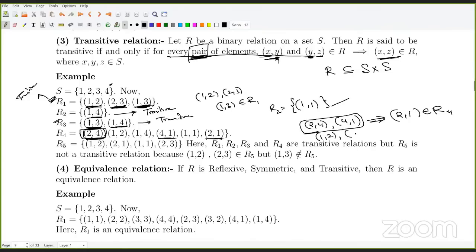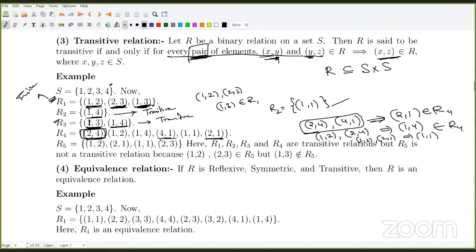So 1 comma 2, and I have to pick another pair, another element which starts with 2. There are two elements which start with 2: one is 2 comma 4 and another one is 2 comma 1. So we need to check for both the pairs. For 2 comma 4, I need to have 1 comma 4, and for 2 comma 1, I need to have 1 comma 1. So both 1 comma 4 and 1 comma 1 should be in my R4.